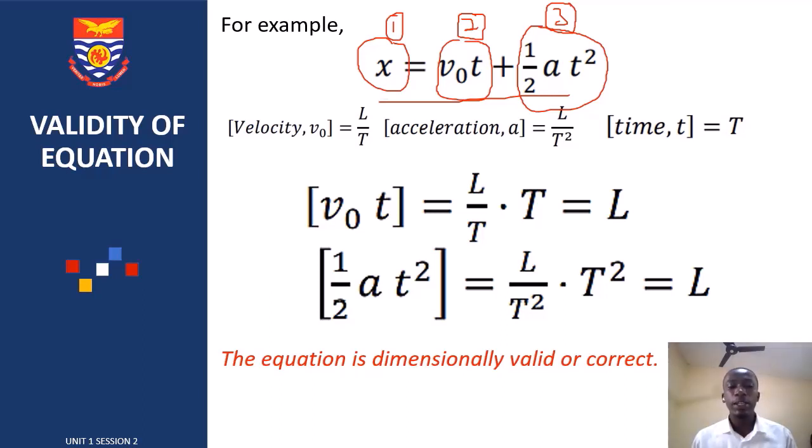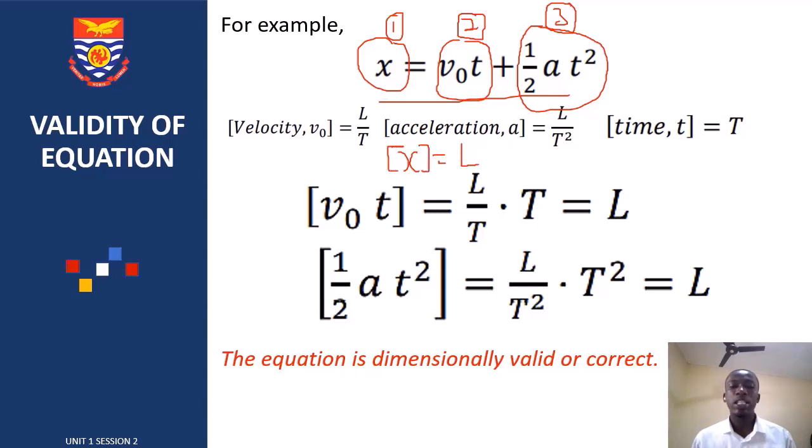Let's pay attention here. For the first term, x, that is distance. Because we are measuring distance, the dimension for distance is going to be big L. We put this in a square bracket nicely like this.